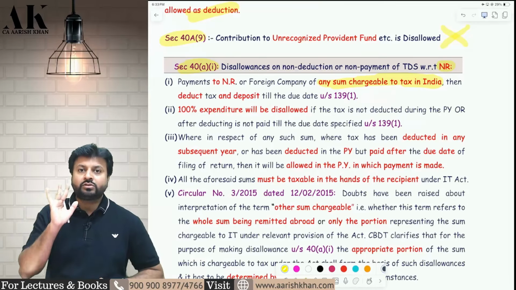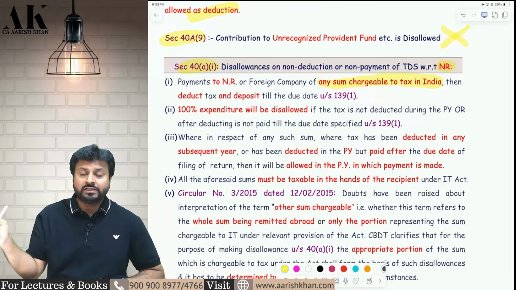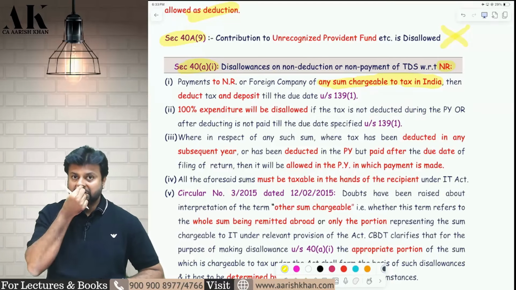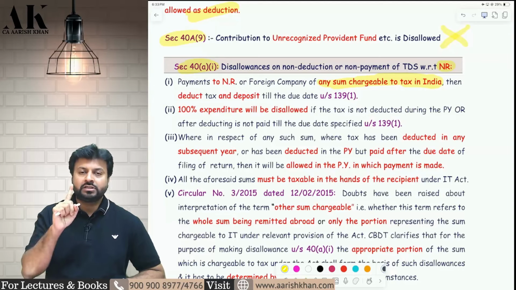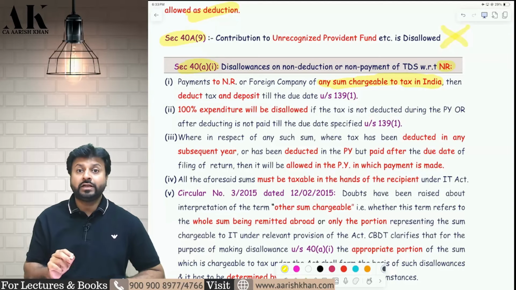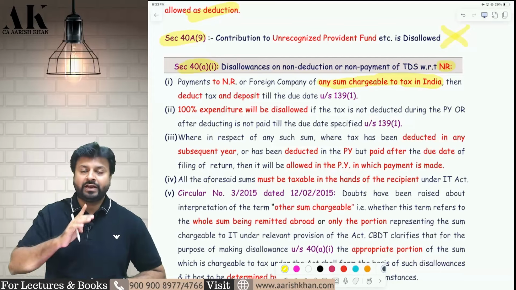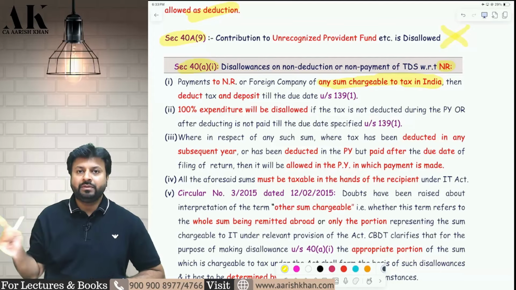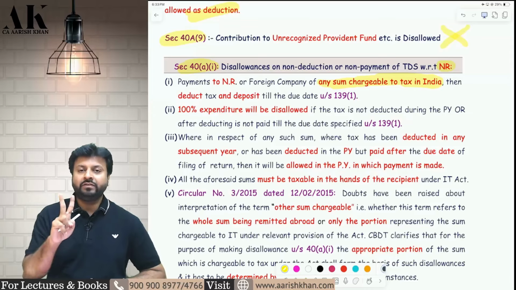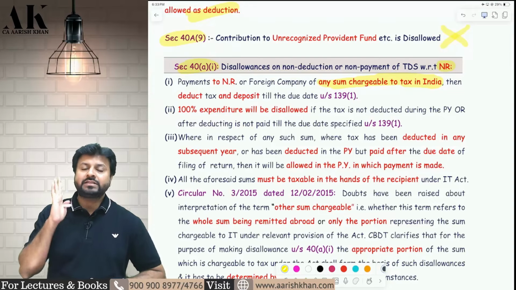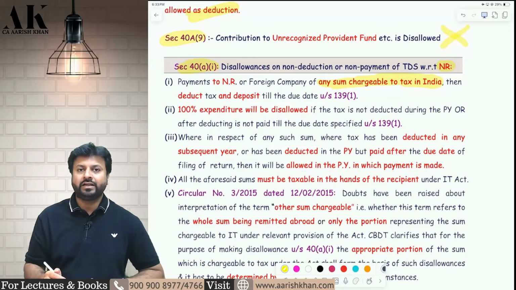The question of disallowance only arises if you are making a payment to a non-resident and that is chargeable to tax in India, then only you are liable to deduct TDS. So if I am making a payment to a non-resident that is chargeable to tax in India, then I should deduct by when? You should deduct by 31st of March. Deduction has to be made in the same financial year, and then I should make the payment by due date of filing of return. If I fulfill these two conditions, then the expenditure will be allowed. But if I deduct even 1 day late after 31st March, then the expenditure will be disallowed in the current year, and 100% will be disallowed in case of non-resident in the current year.